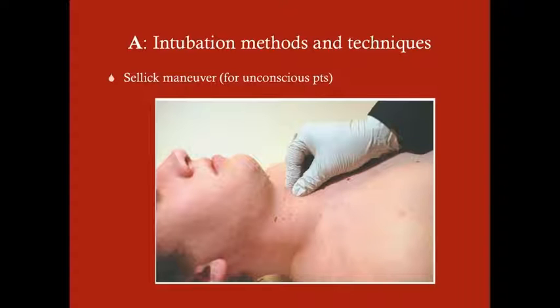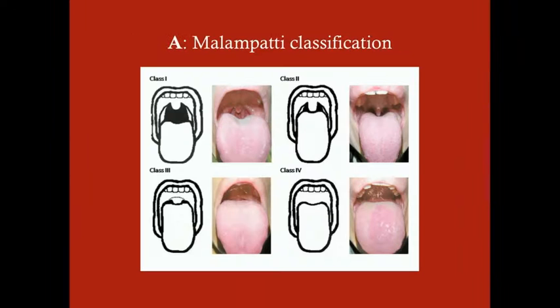If the patient is unconscious, which will be most of the patients that you need to intubate, or even has a decreased level of consciousness, you're going to do what's called the Sellick maneuver, and all you're doing is applying backwards pressure on the cricoid cartilage, and this helps reduce the risk of aspirating stomach contents. So only for unconscious patients. The conscious patients would be able to vomit the stuff up without aspirating.